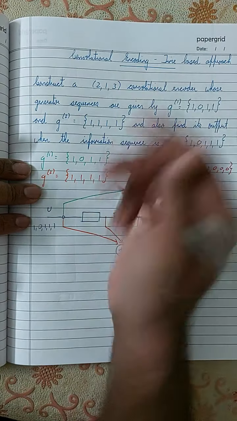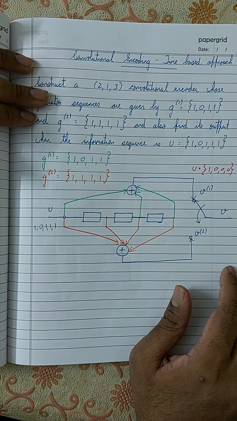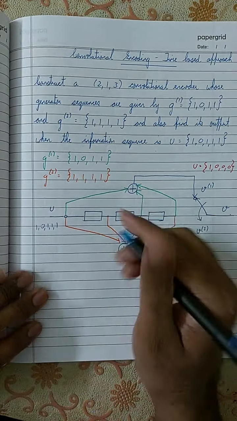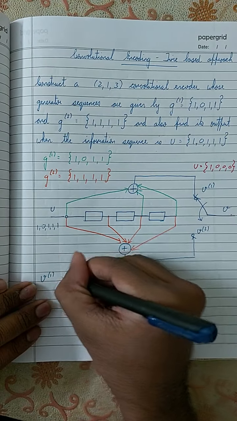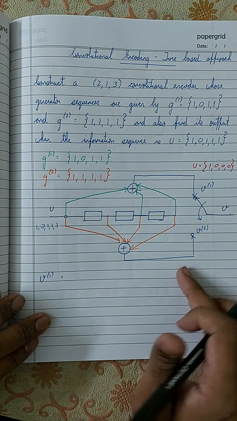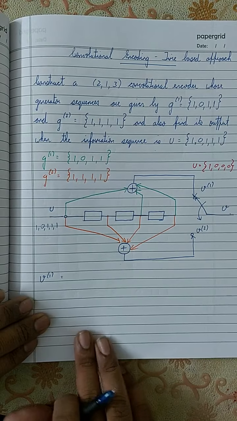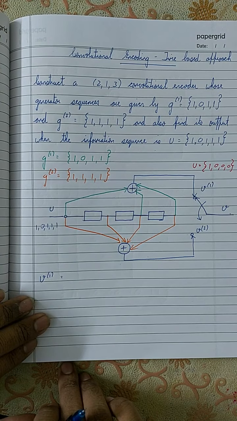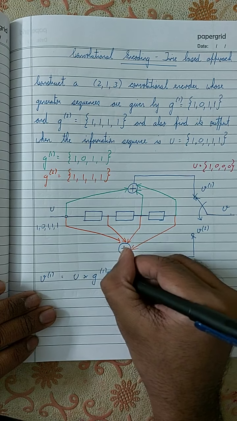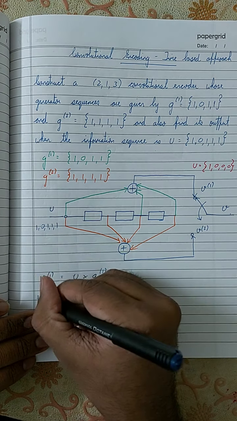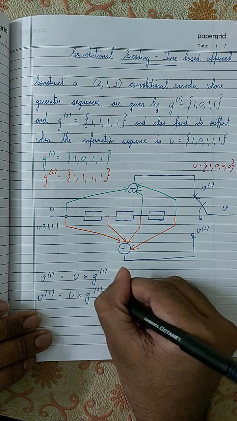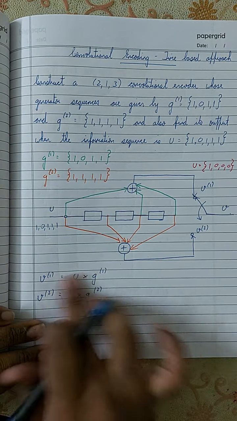Now let us apply the time-based approach right here. The time-based approach is very simple. What you're trying to do is find the value of V of 1 and V of 2, and then combine them to find the value of V. So what is the value of V of 1? Very simple. V of 1 is equal to U into G of 1. That's it. V of 2 is equal to U into G of 2. This is called the time-based approach.